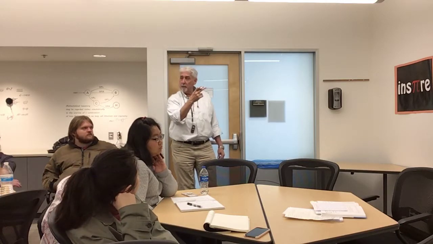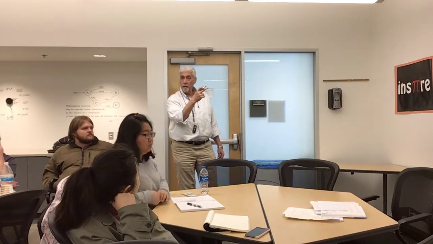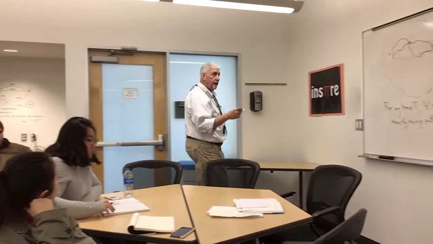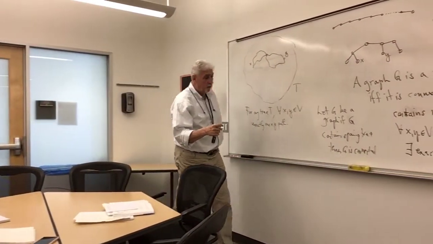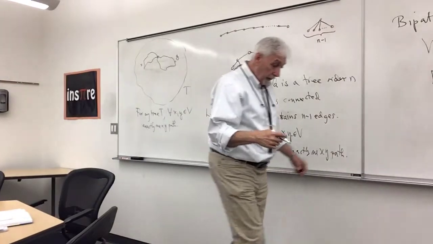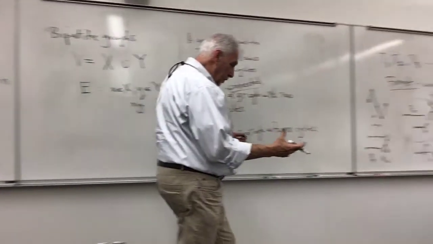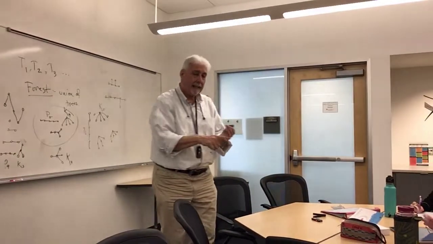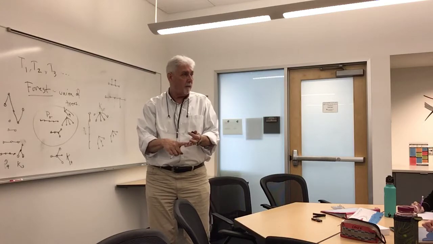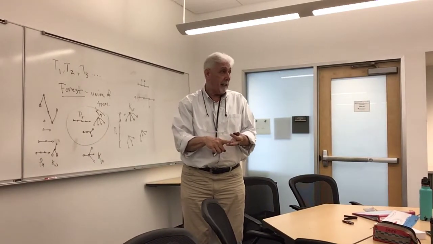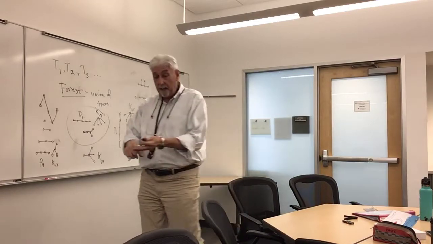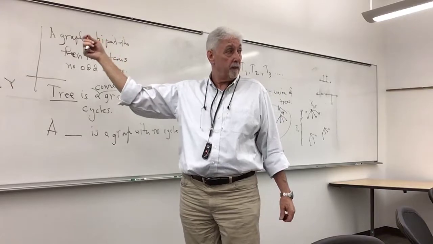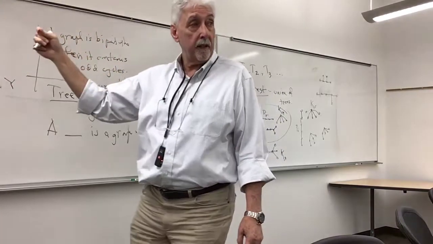So the path has how many edges? N minus 1. The star has how many edges? N minus 1. And in fact, every tree of order n has n minus 1 edges. Okay, and we can characterize trees because they're connected of order n. You have a connected graph of order n that has n minus 1 edges, and every connected graph with n minus 1 edges is a tree. Okay, n being the number of vertices.